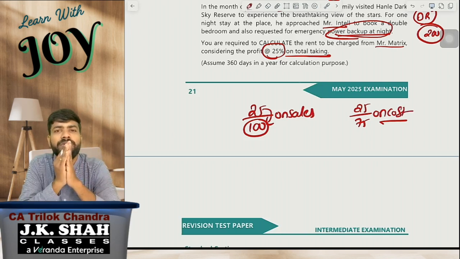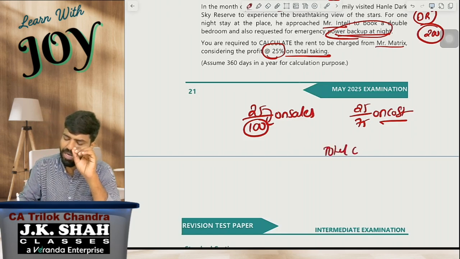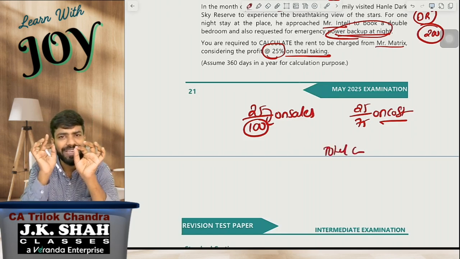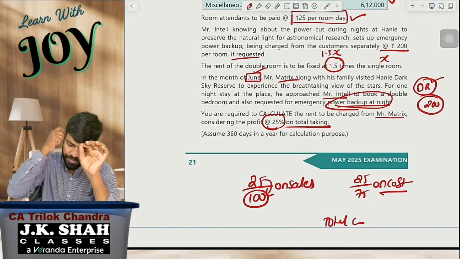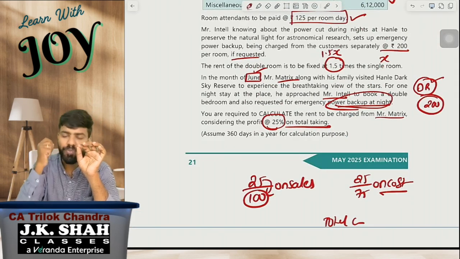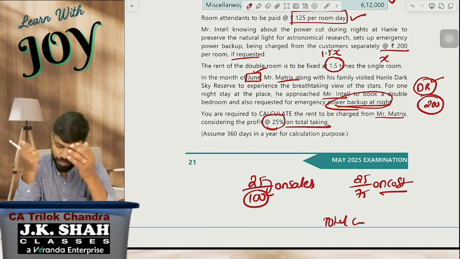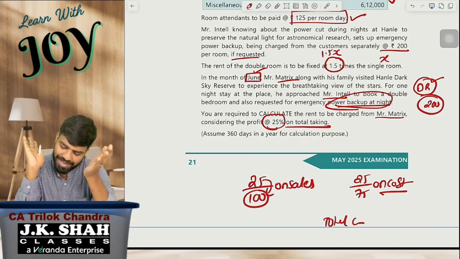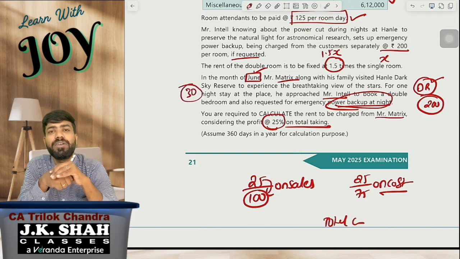Now what we need to do? Very simple. Whatever the cost given, make a total, we'll get the total cost. But the only point is, please understand, here they are asking specifically for the June month. They have given information for the June month. We can take it on monthly basis. In the month of June, they are asking. So we can take the number of days as 30 days.